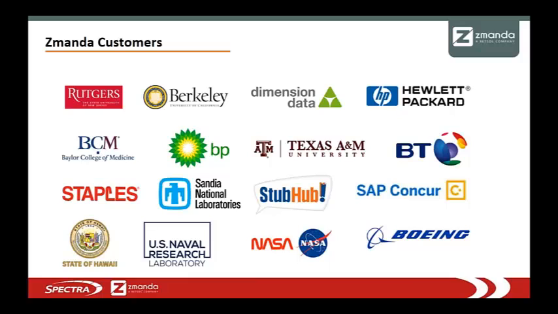Dennis, you want to touch on some of the customers that Zmanda has out there? Yes. So we have customers such as BP, NASA, Boeing, Hewlett-Packard, Texas A&M, Staples, State of Hawaii, as well as Berkeley and Rutgers. We have quite a bit in the education market.